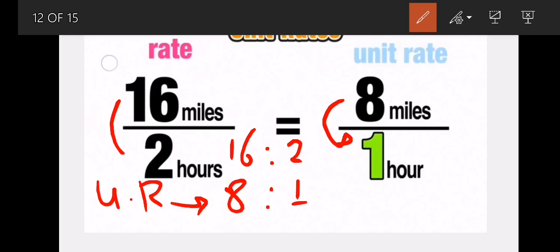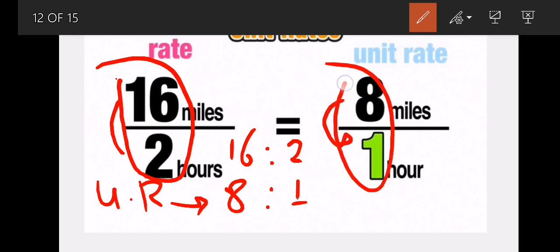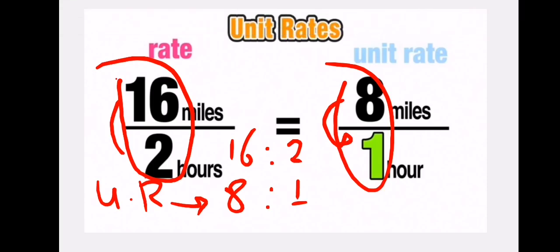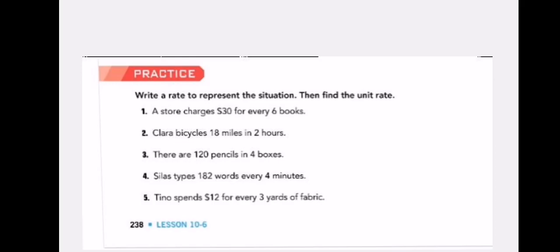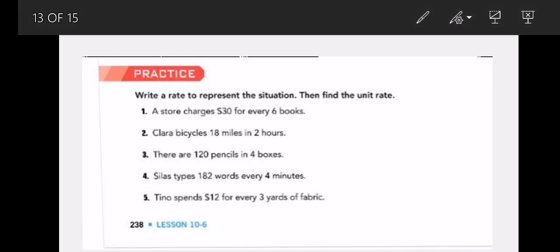So if you have a rate 16 to 2 and you want to get the unit rate, divide the numerator by the denominator. 16 divided by 2 is 8, and your denominator in the unit rate is always 1. Let's do more practice on it. In your book on page 238, we will start with question number 1. Write a rate to represent the situation, then find the unit rate. So I have to make the rate, then the unit rate.